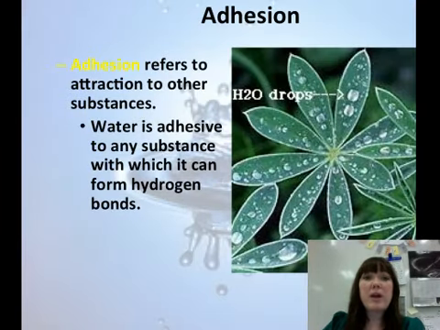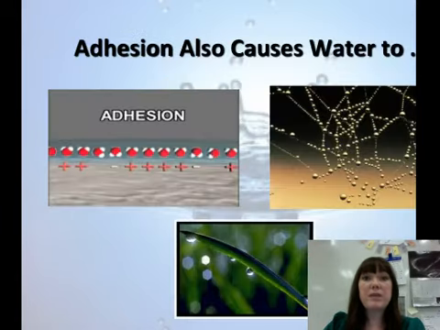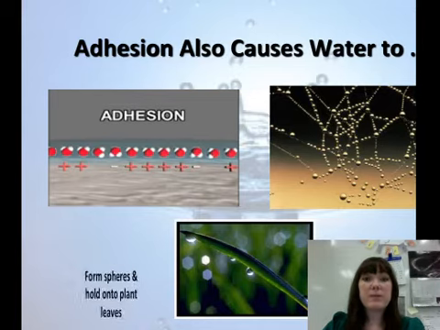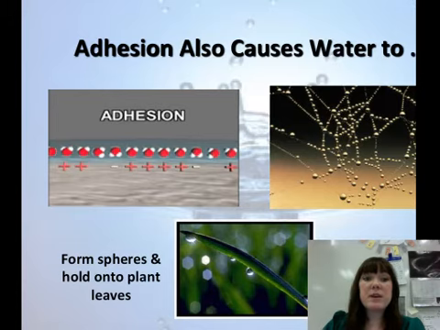Adhesion is another property, and this refers to the attraction of water to other substances, not to itself, but to other things. And we see this in the way that water sticks to other things. It's adhesive to any substance with which it can form hydrogen bonds. So like in the picture we see here, we see water droplets clinging onto a plant. Adhesion also causes water to stick to things like spider webs and form spheres and hold on to plant leaves.